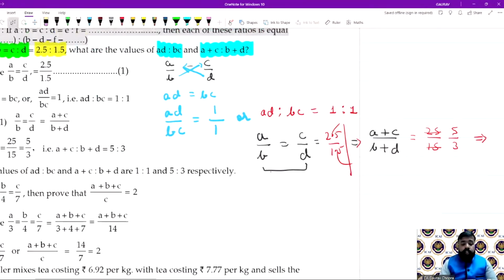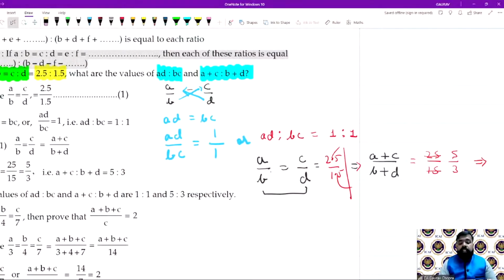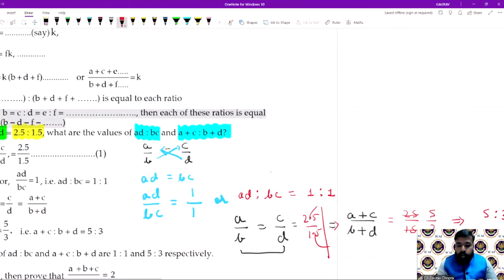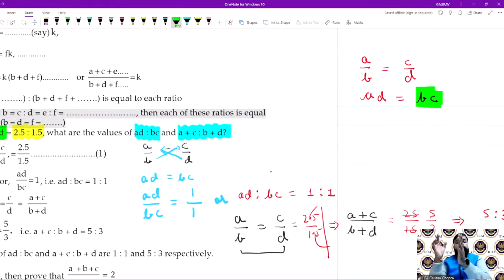So in the first part, it was AD is equal to BC. What was originally there? A by B is equal to C by D. Now on cross multiplication, we are getting AD is equal to BC. Now if we bring BC to the other side, BC is in multiplication here and it will go into the denominator. So BC will go into the denominator.